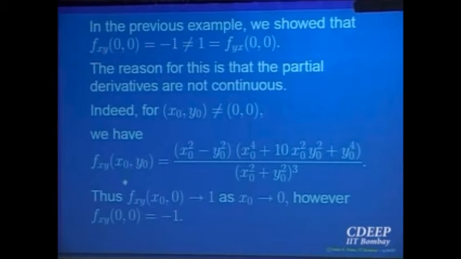Take the limit of that as x0 goes to 0. That comes out as 1 and the other one comes out as minus 1. So this limit, however, the value of the function is minus 1. So the function is not continuous.